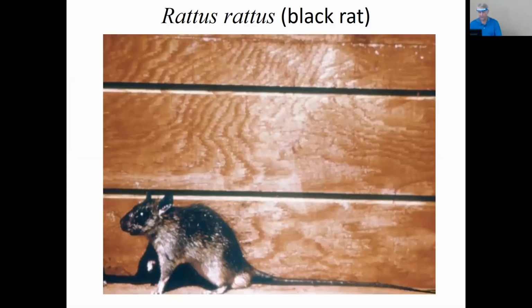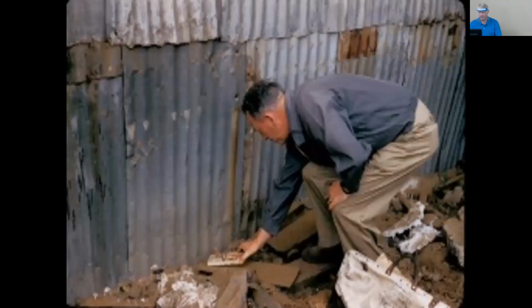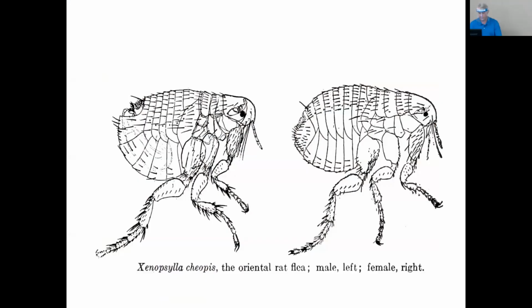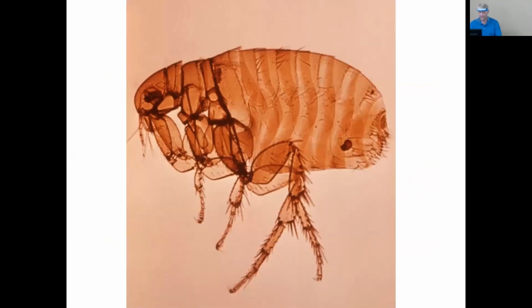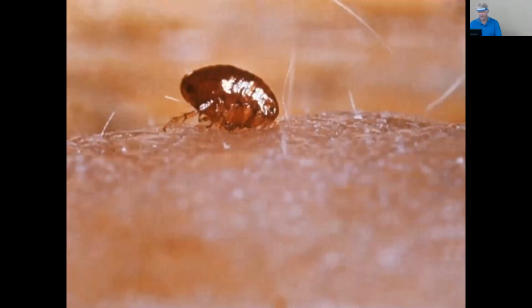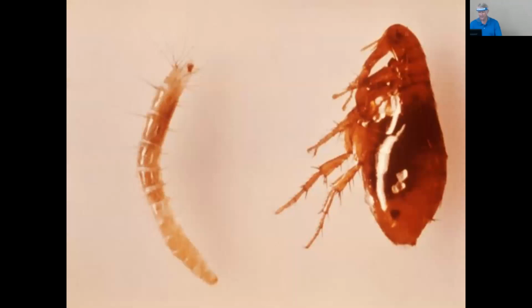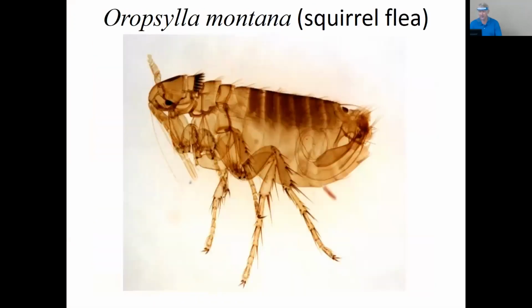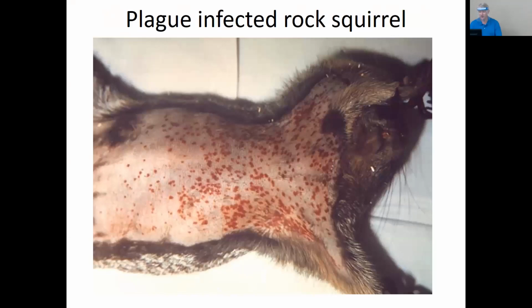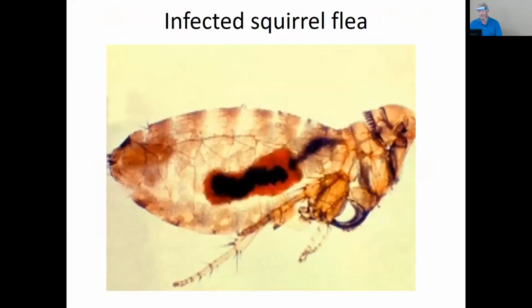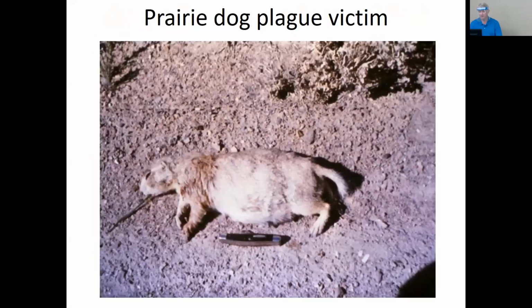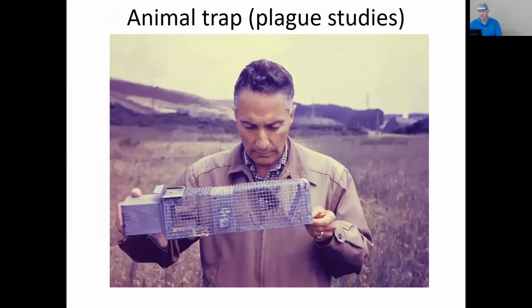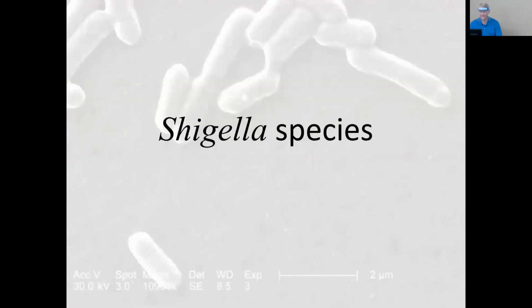There's our black rat. He's setting a trap. There's our flea. Flea and flea larva. Looks like the rat eaten by fleas, maybe. All right. Oh, that's a ground squirrel. Sorry, I didn't read my own slide. Ground squirrel. Flea. Infected flea. Prairie dog. Animal trap. Okay.